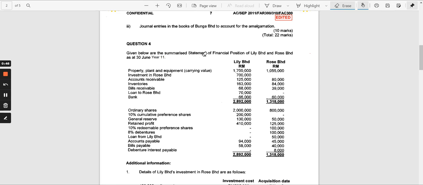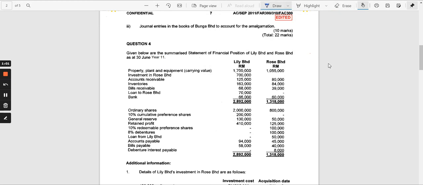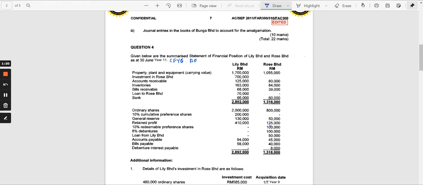You have the summarized statement of financial position of Lily Berhad and Rose Berhad as at 30th of June, year 11. For your information, 30th of June, year 11 is the reporting date. This is the date that the consolidation will be done, and we are going to prepare the consolidated statement of financial position. So this is the current financial year end, and this is going to be the reporting date.